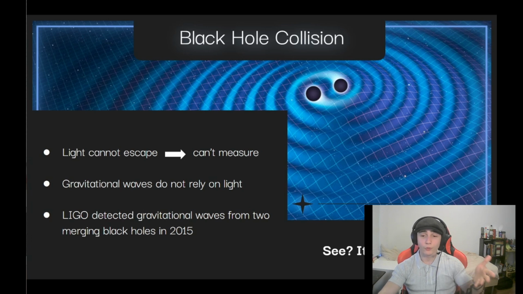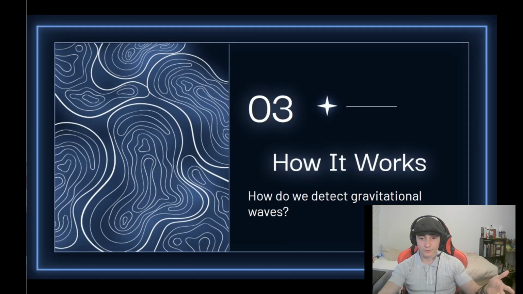Black holes are actually a perfect example of this. They don't let light escape, so we can't see what happens inside or what happens when they collide. But gravitational waves aren't blocked the way that light is. They pass through everything, carrying information straight to us. That makes them a powerful way to study events that we'd otherwise miss.